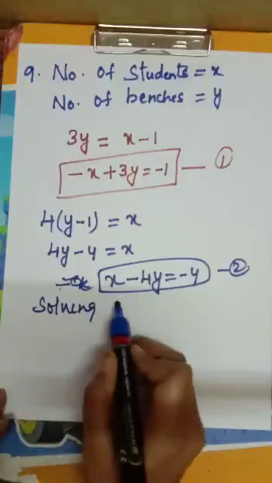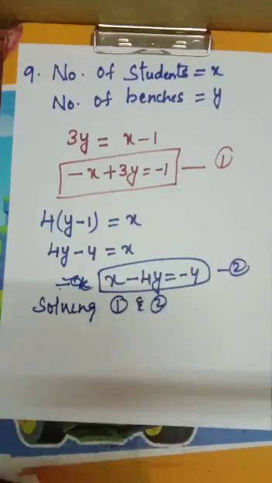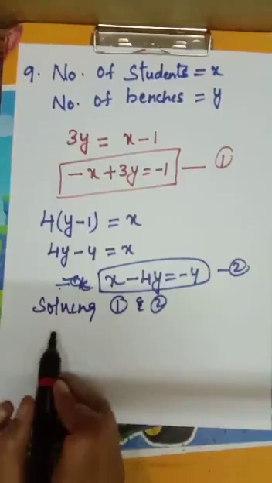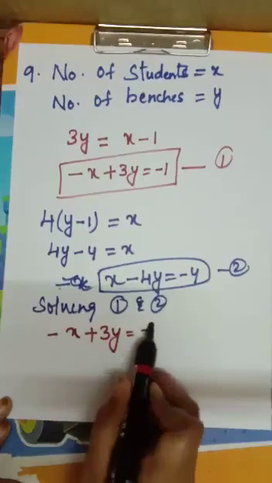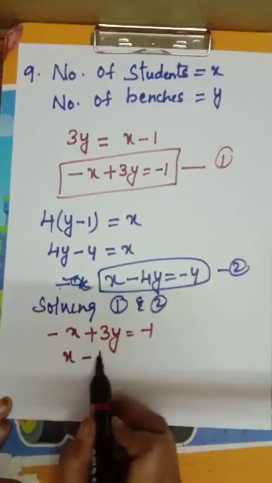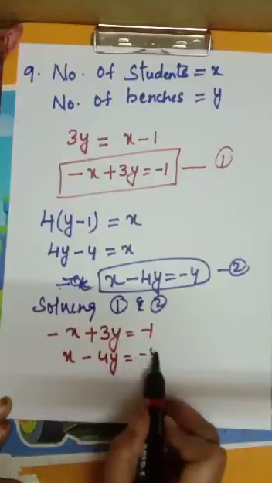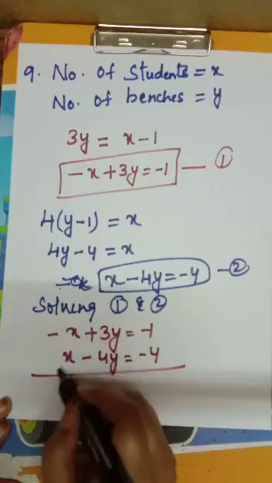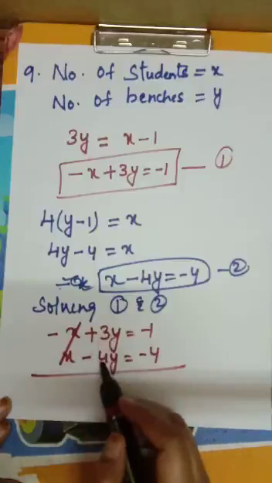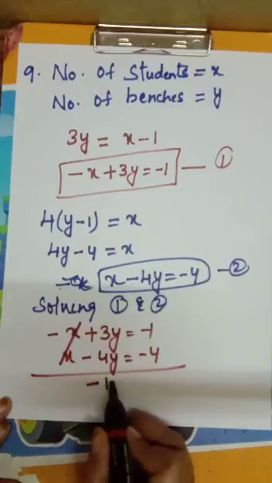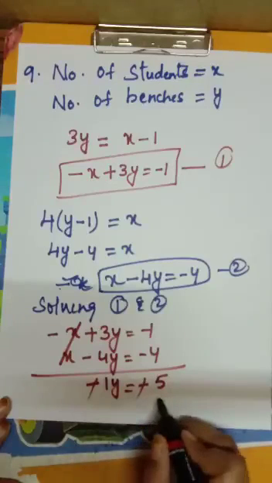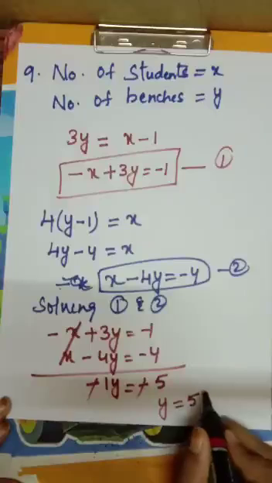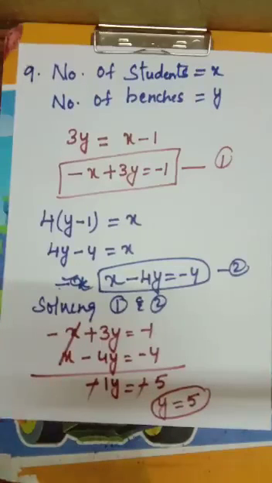Solving 1 and 2. चलिए सॉल्व कैसा करना है देखो. Minus x plus 3y is equals to minus 1. x minus 4y is equals to minus 4. We are not going to change the sign क्योंकि ऑलरेडी प्लस माइनस है. चलिए 3 में से 4 गए तो minus 1y is equals to minus 5. Minus minus get cancel, so y is equals to 5. So number of benches 5 आ गए.